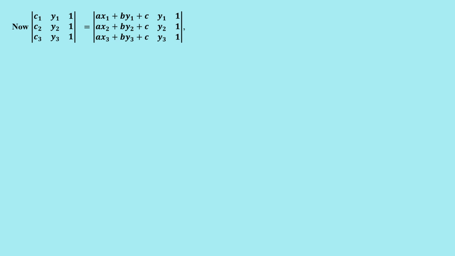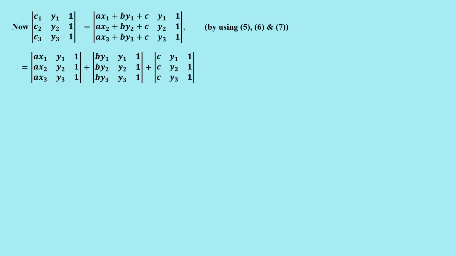y1, y2, y3 in the second column, and 1 1 1 in the third column, right? So we are splitting into three determinants. First, ax1, ax2, ax3 in the first column, then y1, y2, y3 in the second column, and 1 1 1. We can split like this. We know the determinant property, so that is why we are using that property and splitting.